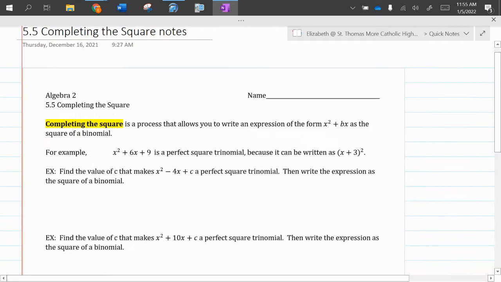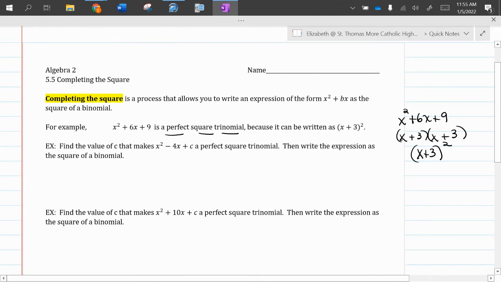Completing the square is a process that allows you to write an expression in the form ax squared plus bx as the square of a binomial. So for example, x squared plus 6x plus 9 is a perfect square trinomial because when we factor it, we get x plus 3 times x plus 3, which can also be written as x plus 3 squared. So that's what we're going to work on first, learning how to make a perfect square trinomial. The next two examples are helping us to do that.